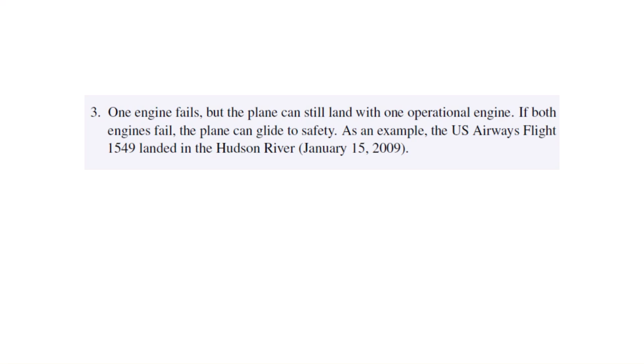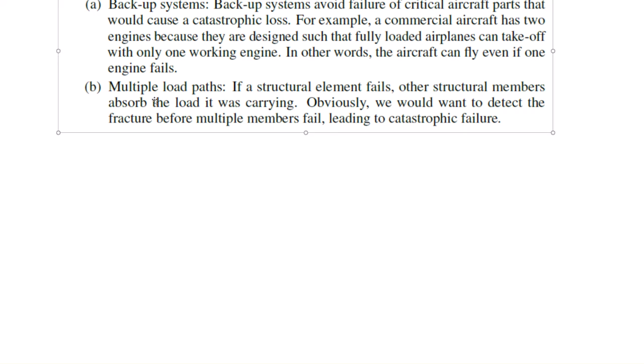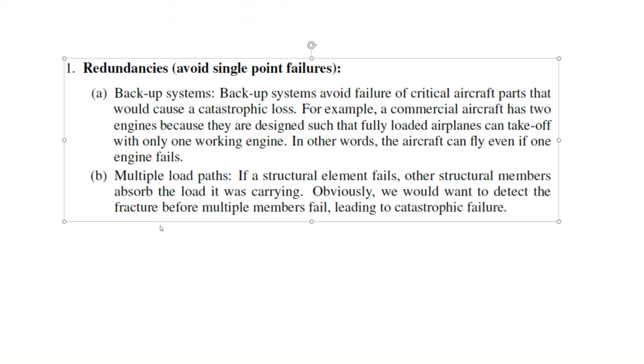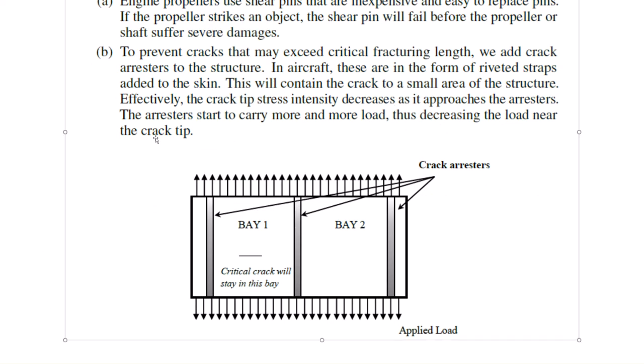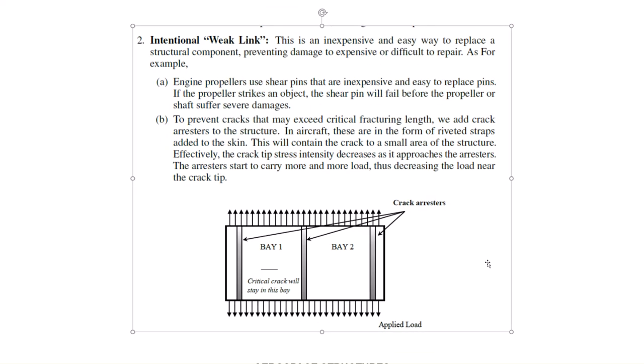Okay. So we have what we call multiple backup systems, and we have multiple load paths. We don't want to rely only on one load path. That's why we have more than one spar, more than one rib. If one fails, the whole plane can still fly. And that's why we have crack arresters, right? Because we want to make sure the weakest link will be the bay, and I will let it fail. So if it's going to fail, I design this so it will fail here and not fail over here. Okay?